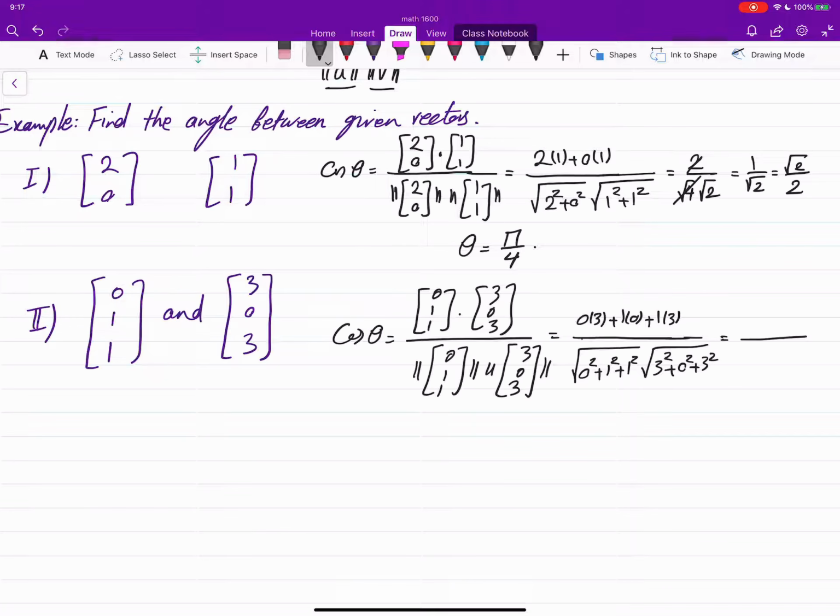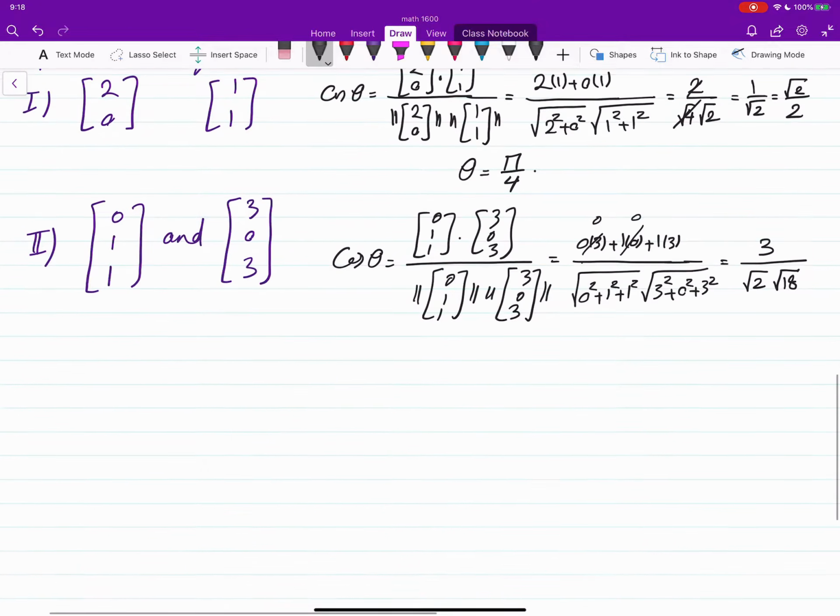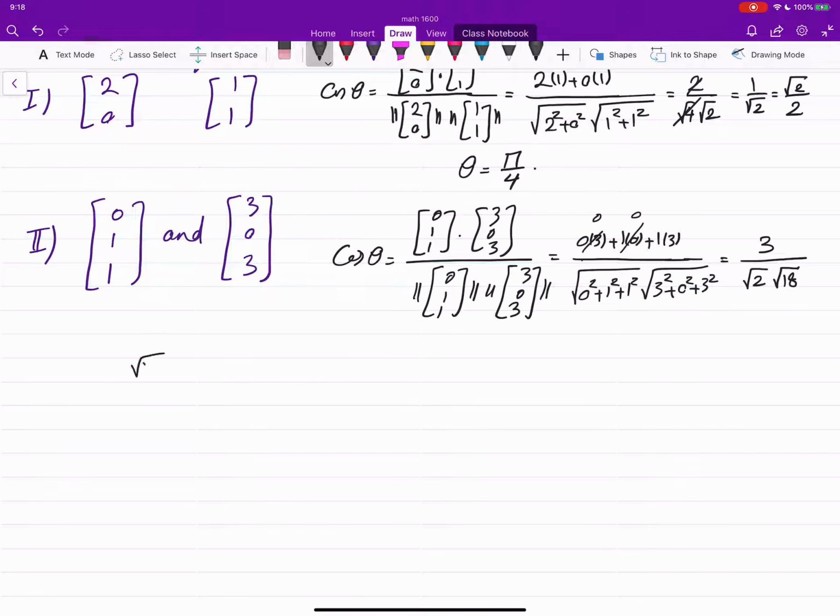And this gives us what? This is 0, this is 0, numerator is 3. Denominator, this is root 2 and this one here is 9 plus 9. This is root 18. Okay. Something about root 18 is that, well, you can see this as 2 times 9, and root works nicely with product. So this is 3 root 2.